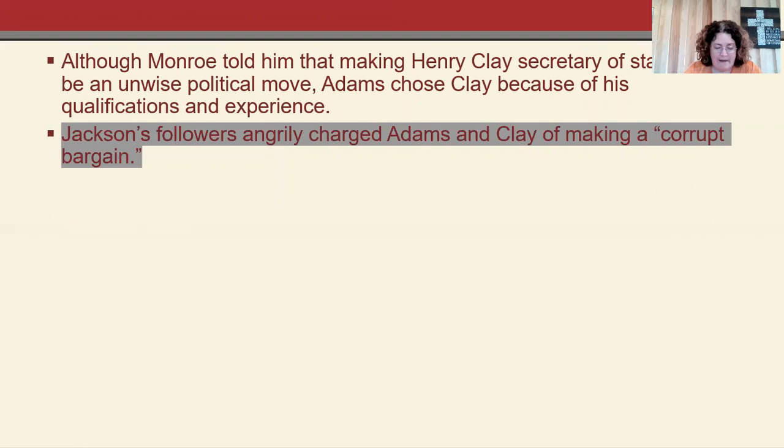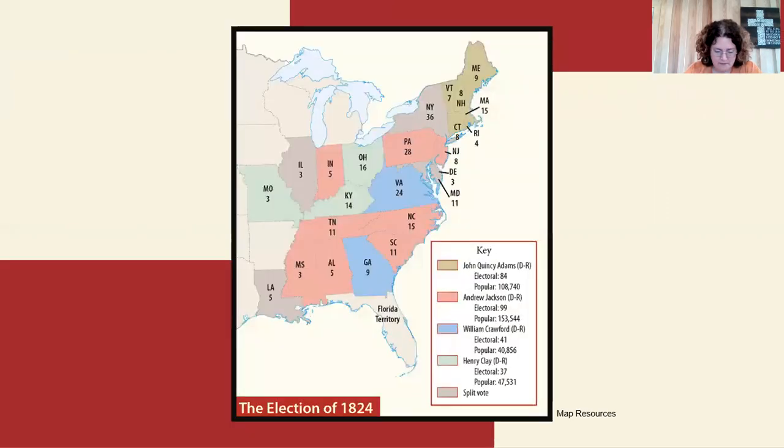Jackson's followers angrily charged Adams and Clay with making a corrupt bargain. They thought that Adams and Clay had made a deal in which Clay would support Adams for president in return for a high political appointment. Adams was both hurt and horrified by the accusations. His supporters believed that his strong conscience and devotion to duty would never have allowed him to make such a deal. An angry Andrew Jackson resigned his Senate seat and set out for Tennessee. His supporters started organizing for the 1828 election, plotting Adams' political demise.